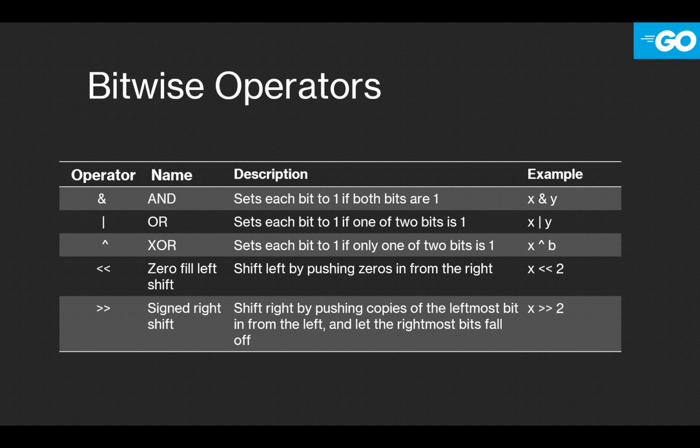Then lastly, we have the bitwise operators, and all these bitwise operators are used on binary numbers. So we have AND, OR, XOR, then we have zero fill left shift and signed right shift. These are some of the bitwise operators which are used, and these are the descriptions along with their simple examples.